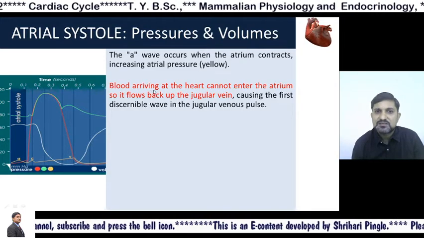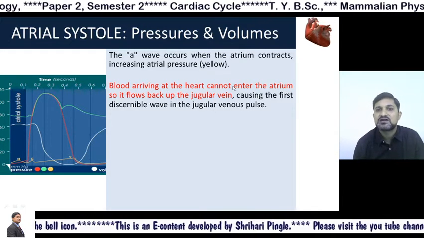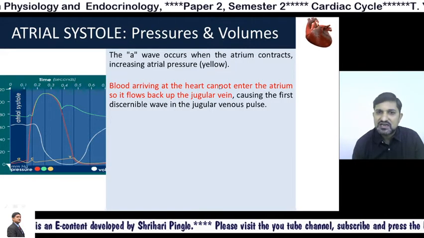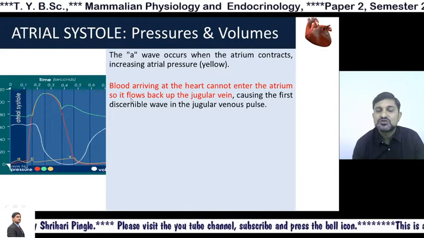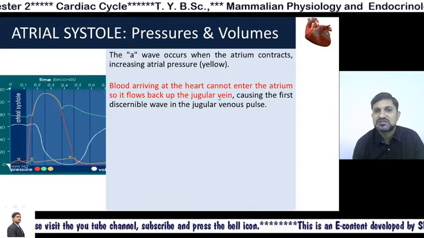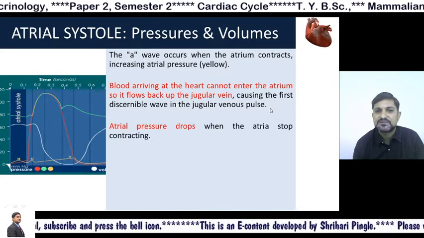Now, since the blood is arriving at the heart, that means through the superior vena cava and inferior vena cava, the blood which has arrived into the heart cannot enter the atrium, so it flows back up the jugular vein, causing the first discernible wave in the jugular venous pulse.